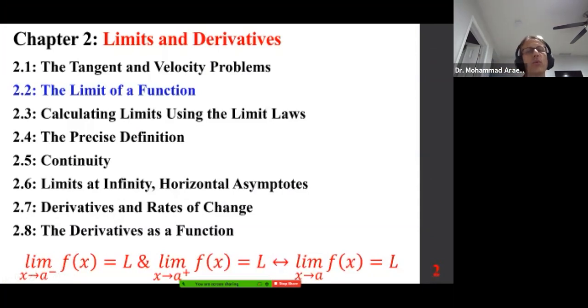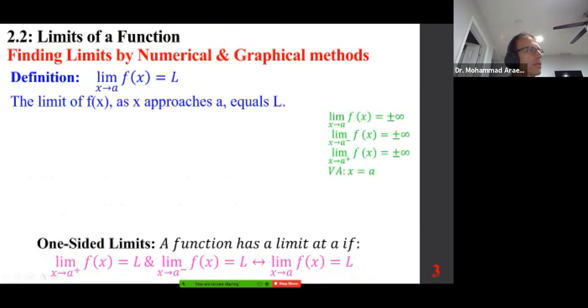If you look at what we have at the bottom, the limit of f of x as x approaches a from the left. This notation means a from the left. This means a from the right. And if they are identical, okay, then the limit exists. And please understand the concept of a limit has got nothing to do with a functional value.